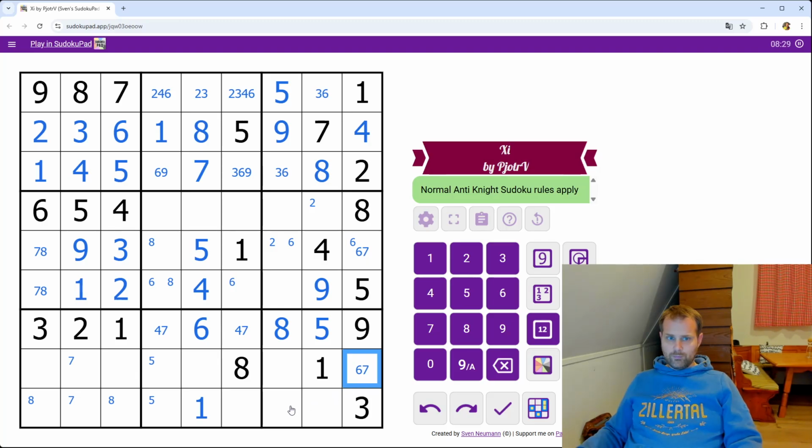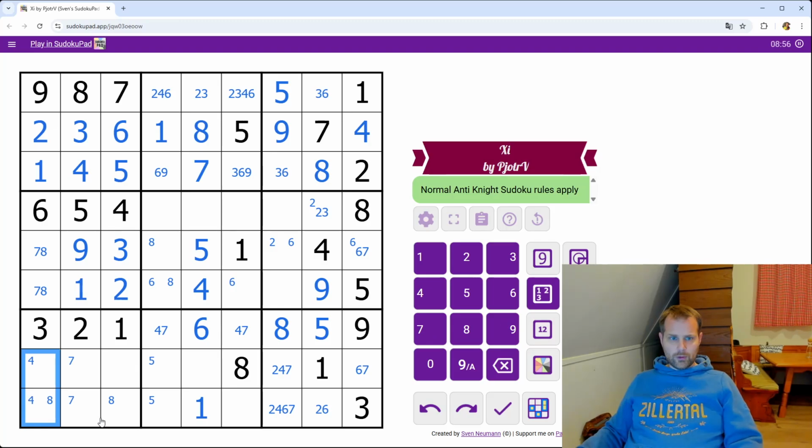Okay, still possible. These are from 2, 3 and 6. This is not a 6 and this is not a 3. And this is from 2, 6, 7 and a 4. There's also a 4 up here.